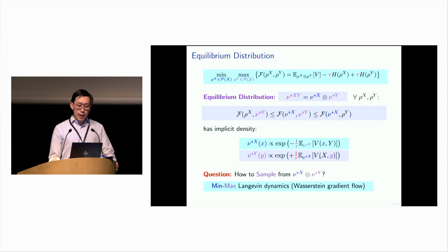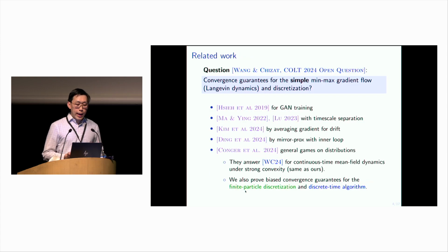And what we will study is the most basic classical Wasserstein gradient flow, which becomes this min-max Langevin dynamics for this problem. And this problem has a lot of recent related works, including the following, using a lot of different techniques and modifications of the algorithms to show some convergence guarantee. However, the convergence guarantees for the simple min-max gradient flow turn out to still be missing. And this was actually proposed as an open question last year at COLT by Guillaume Wang and Lénaïc Chizat.